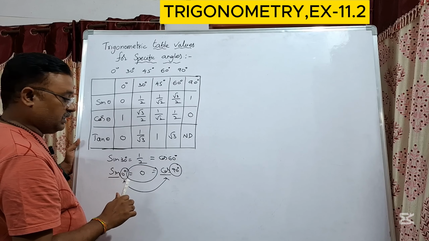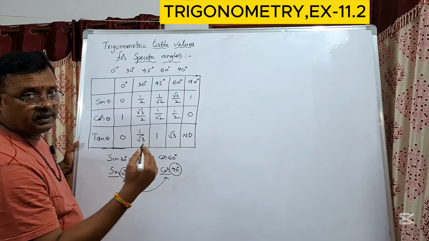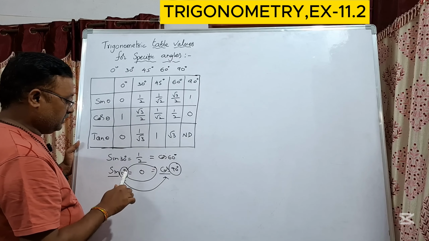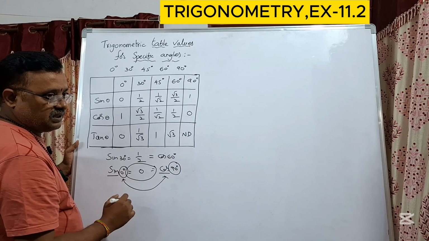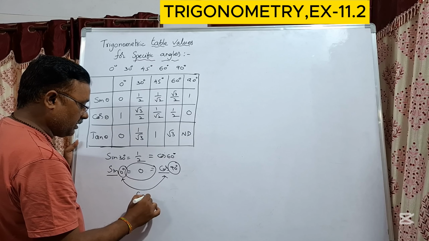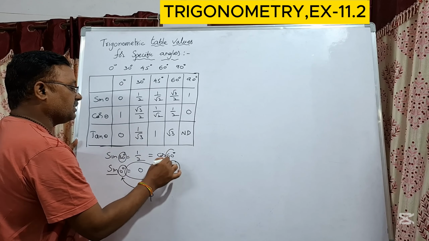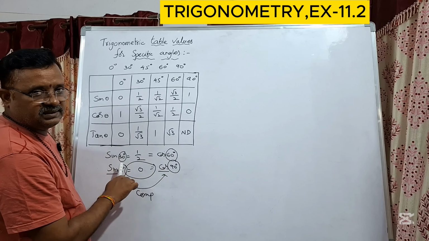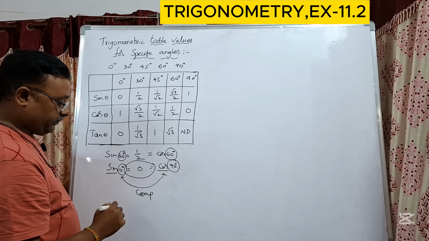What are those angles? Those two are observed as complementary angles. Understood? Here 0 degrees, here 90 degrees, their sum is 90. Okay, the angles are complementary. Here 30 degrees, here 60 degrees. Sum of the angles is 90 degrees, complementary. So what is the conclusion?